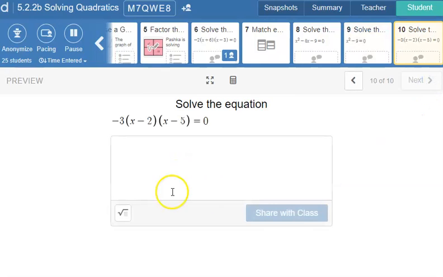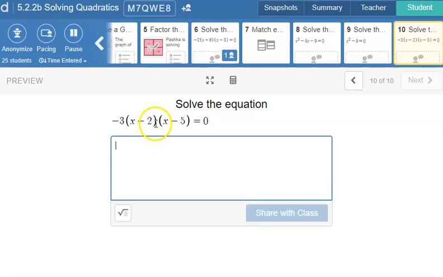Alright, one more. Solve the equation. If x minus 2 is your factor, that means x equals 2 is your 0. If x minus 5 is your factor, then that means x equals 5. I'm going to click here to get an equation editor. X equals 5 is your 0. You can graph these, or you can set each factor equal to 0 and solve, whichever you prefer.